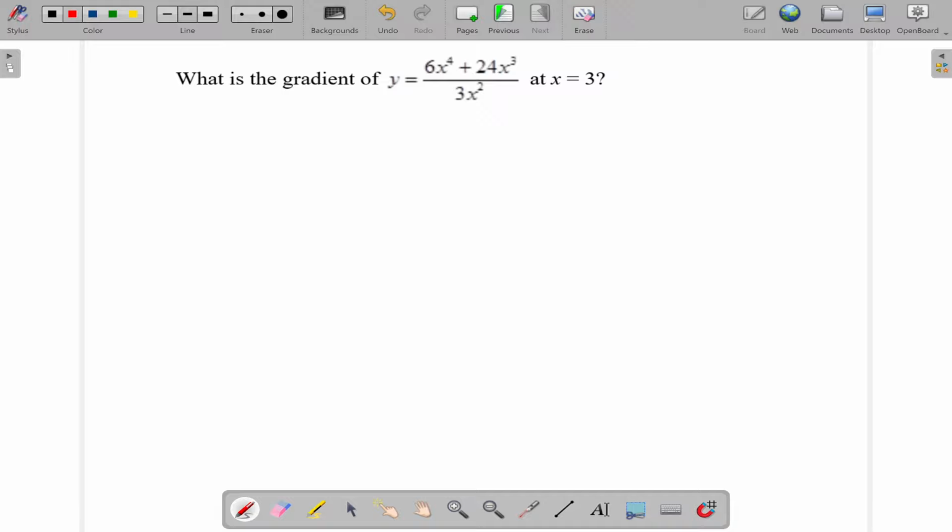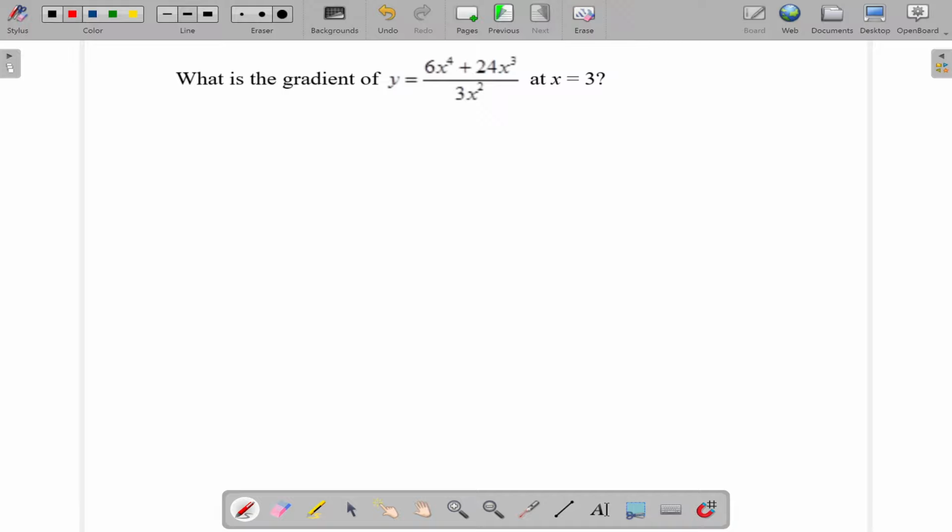So at x equals 3, dy by dx is going to equal 4 times 3 plus 8, or 12 plus 8, which is going to equal 20. That's my final answer. Perfect.